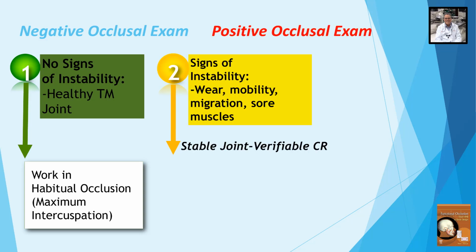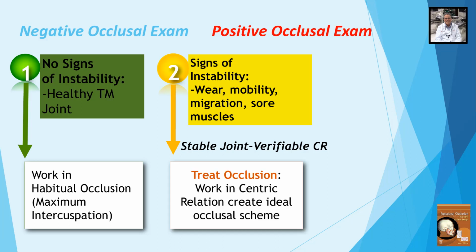If there's a positive occlusal exam, so now we have instability, we have wear, mobility, migration, maybe sore muscles, and we have verified that that joint is stable, it is not breaking down, then we want to treat the occlusion. We want to work in centric relation, create an ideal scheme.